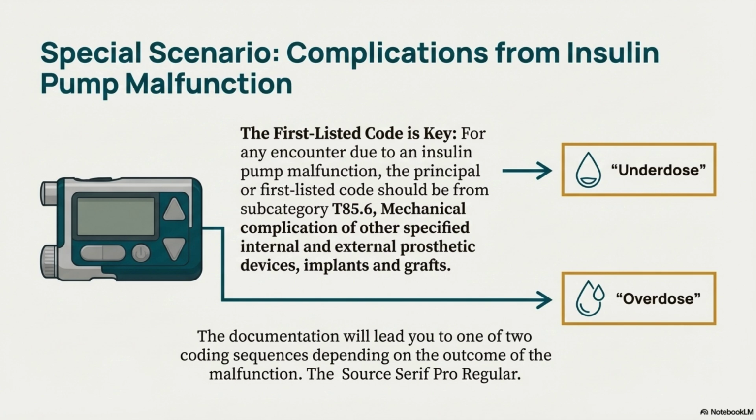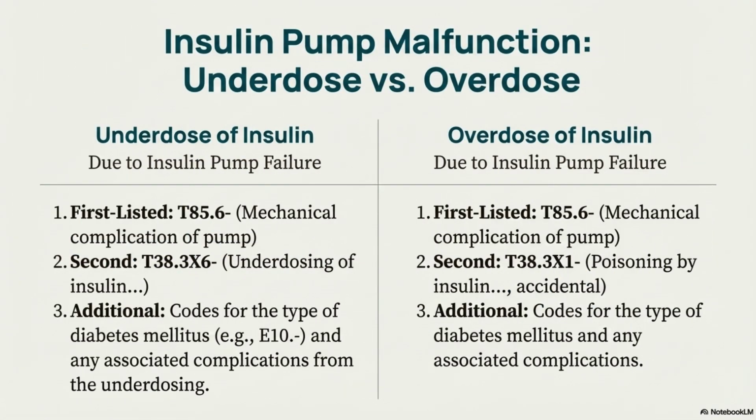Now let's talk about a scenario that always gets coders double-checking their sequencing: insulin pump malfunction. The first listed code is always from T85.6, because the encounter is due to a mechanical complication of the pump. From there, the path splits depending on whether the malfunction caused an underdose or overdose. When coding insulin pump malfunctions, the sequencing changes depending on whether the patient experienced an underdose or an overdose of insulin.